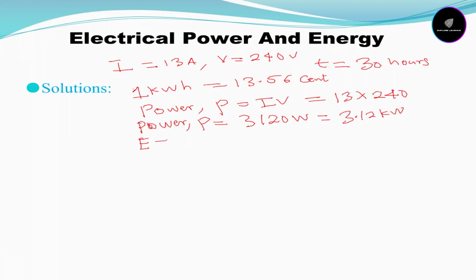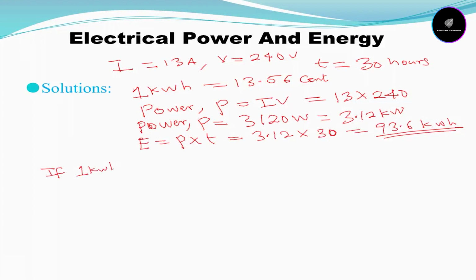Energy is equal to power multiplied by T, which is 3.12 multiplied by 30 hours. Since we're working in hours, it means that the unit we're working with is the kilowatt hour. So when you multiply this, you're going to get 93.6 kilowatt hour.